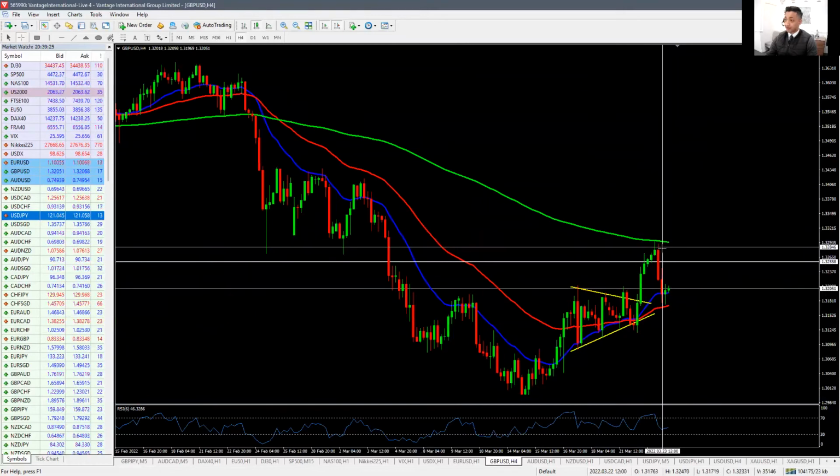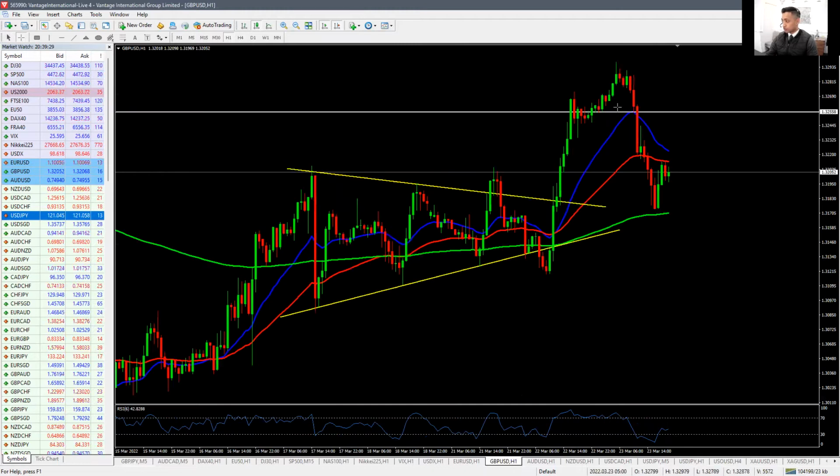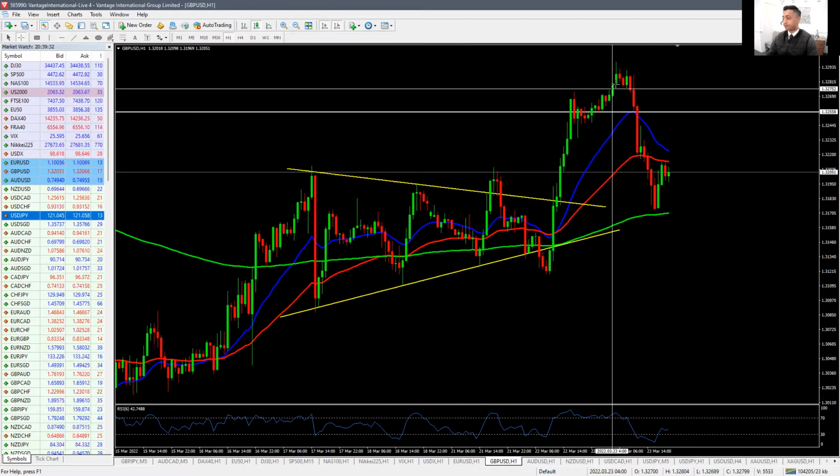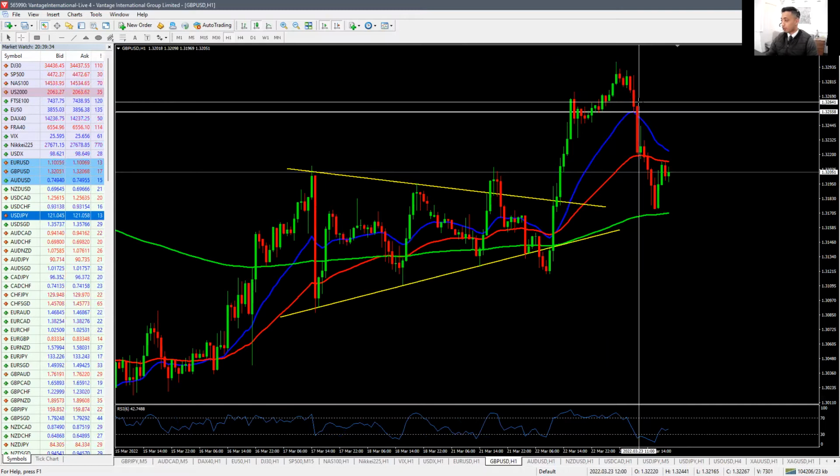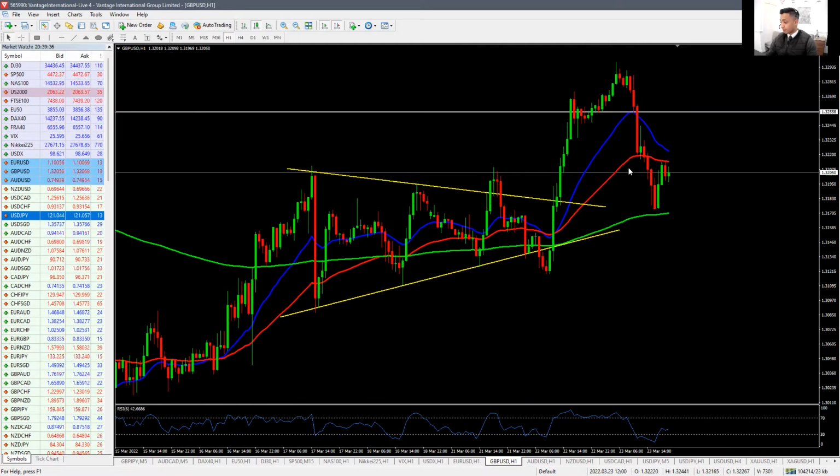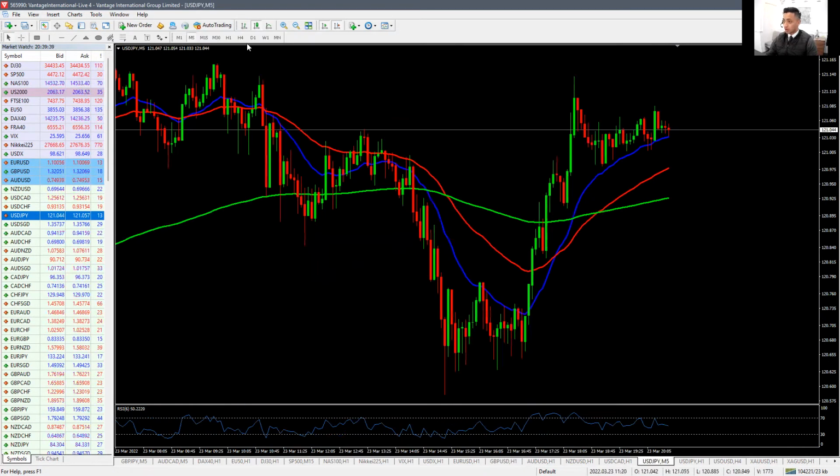Interacting around the 200 moving average. You see the big engulfing sellers bar. Now, this morning we did have a lot of pound news, which helped the pound get a lot weaker. So very weak pounds. And if we have a quick look at the dollar yen this morning.